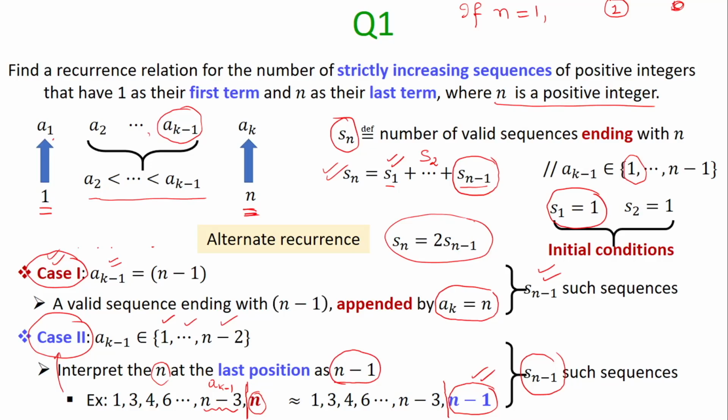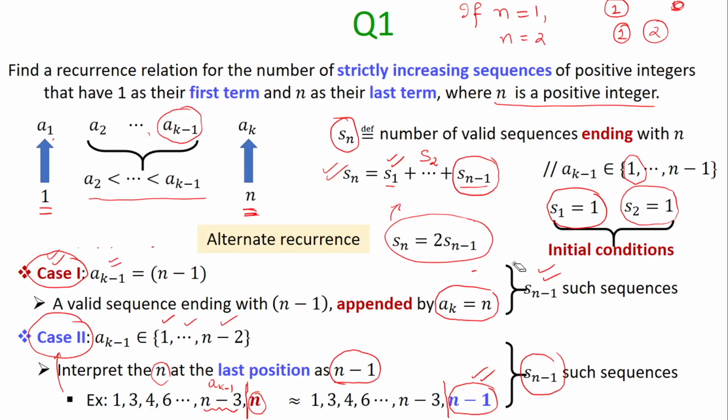And if I take n equal to 2, then also I have only one strictly increasing sequence starting with 1 and ending with 2. The sequence will be 1 followed by 2. That's why s of 2 is equal to 1. Now you might be wondering why I have to explicitly specify s of 2 as an initial condition. Why can't I just have the initial condition s of 1 equal to 1, since this is an equation of degree 1? Because if I don't explicitly specify s of 2 equal to 1, and you try to derive s of 2 by substituting n equal to 2 in this recurrence equation, you get s of 2 equal to twice s of 1, which is 2. That is not the case, because you don't have two strictly increasing sequences starting with 1 and ending with 2. You have only one.